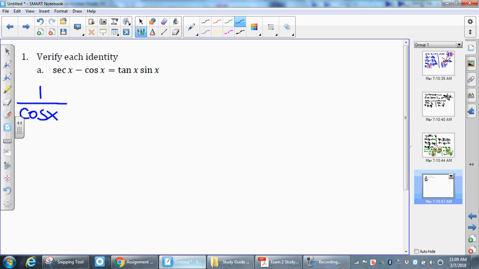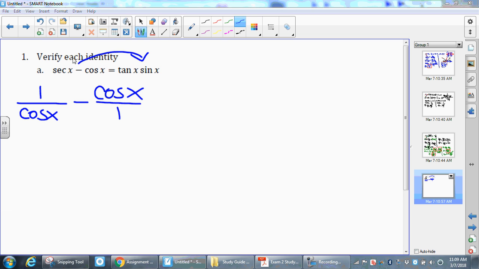We were going to work this identity. So what I'm going to do is work it from left to right, and I'm going to start with making secant 1 over cosine. Then cosine is just cosine over 1. Then we notice they do not have the same denominator, so our first step is to make the same denominator. So it will be the product of 1 times cosine x.